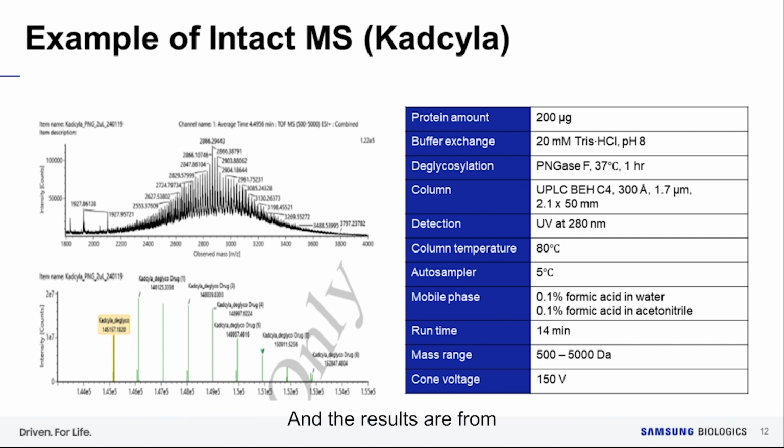And the results are from before the analysis conditions were optimized, so R 3.5 does not clearly appear as the largest peak. But after optimization, the method was determined by gradient condition, deglycosylation condition, and flow rate, and voltage of mass spectrometry, and injection volume. The right table shows the condition of the mass spectrometer.